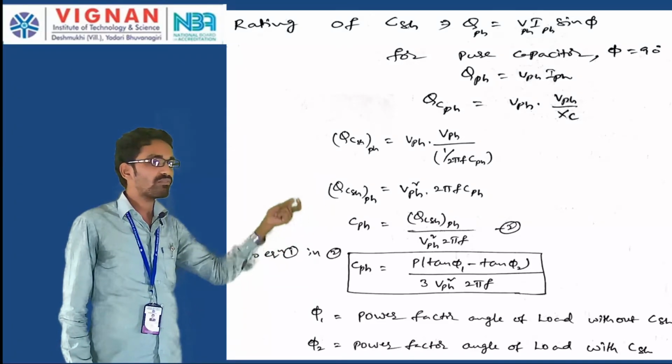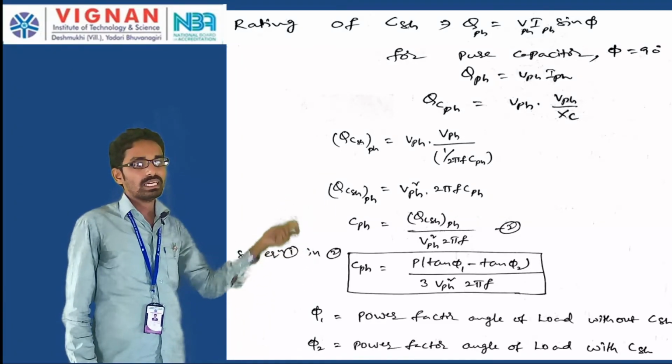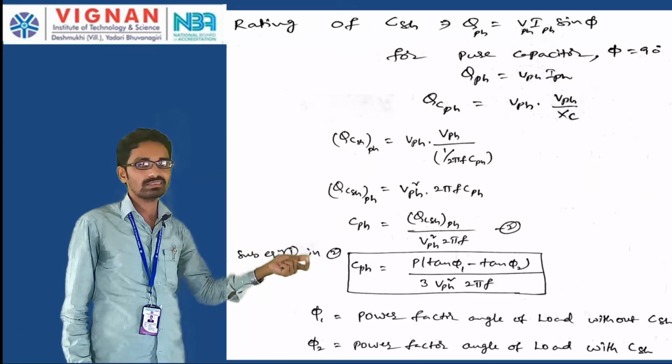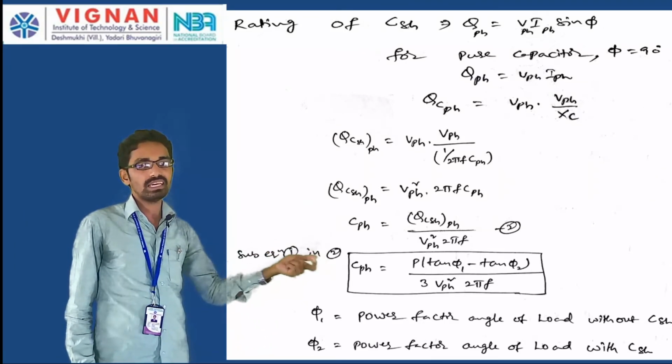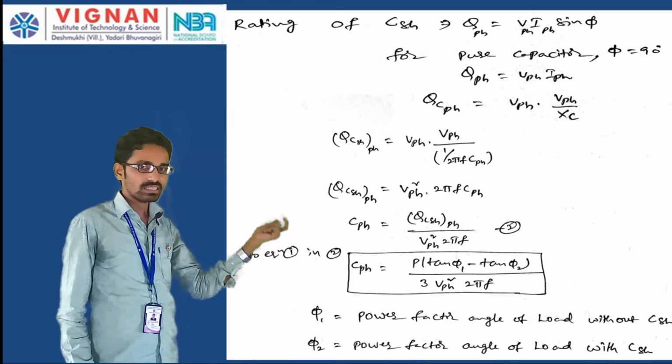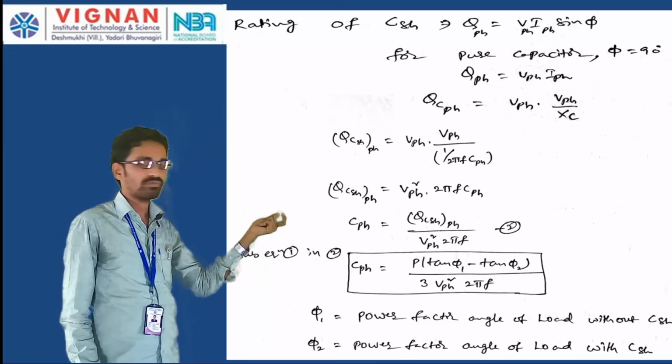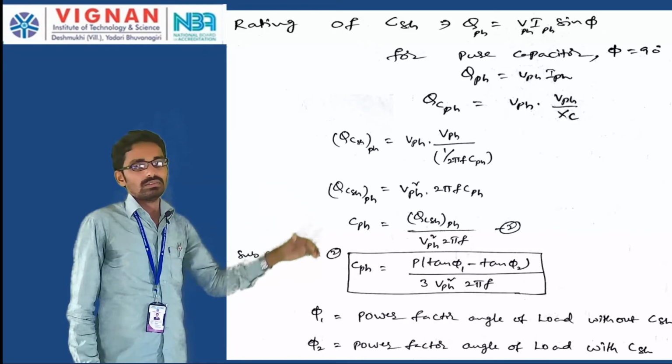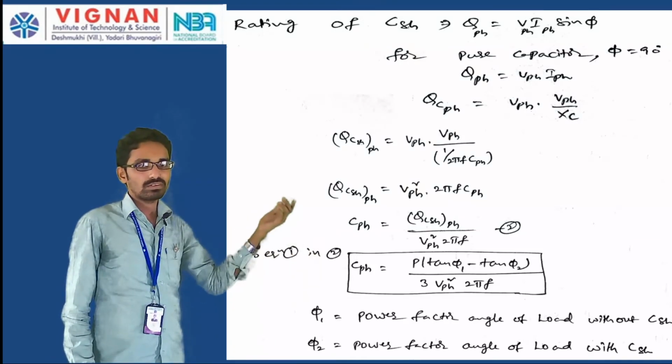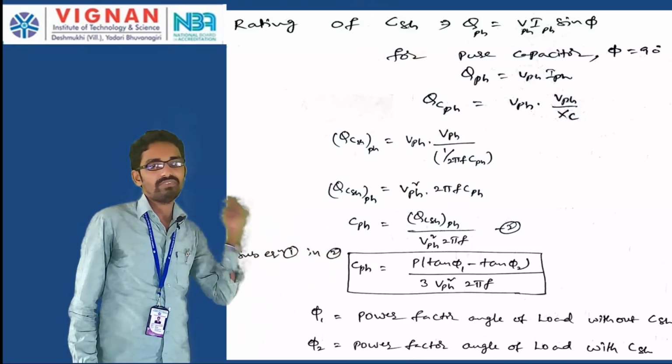X_C, which is nothing but 1 by 2 pi f C. Here C is nothing but C shunt that I am considering, 1 by 2 pi f C_SH, right. Just multiply V phase and V phase, you are going to get V phase square, and the denominator value I am taking to the numerator, that is 2 pi f C phase value you are going to get.